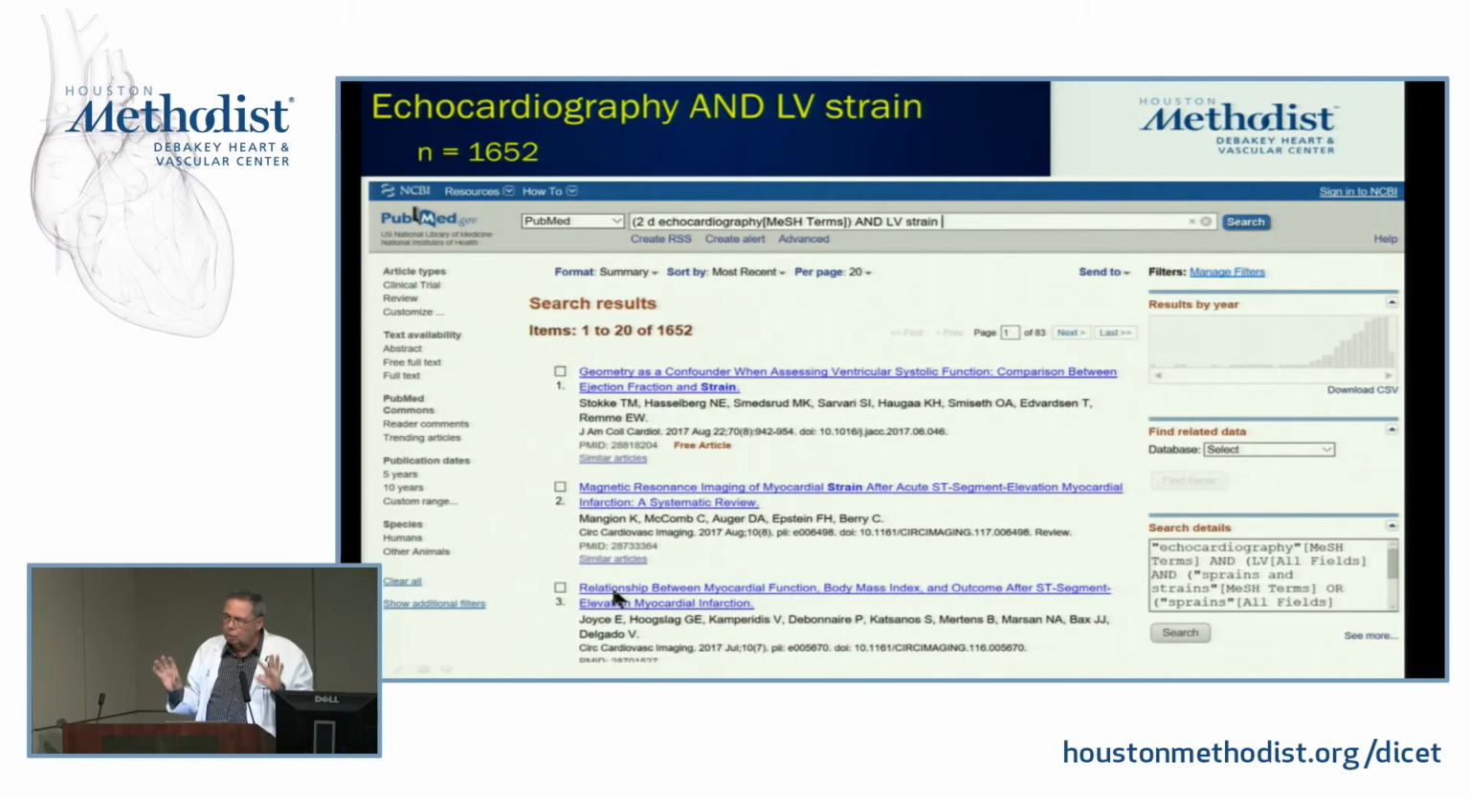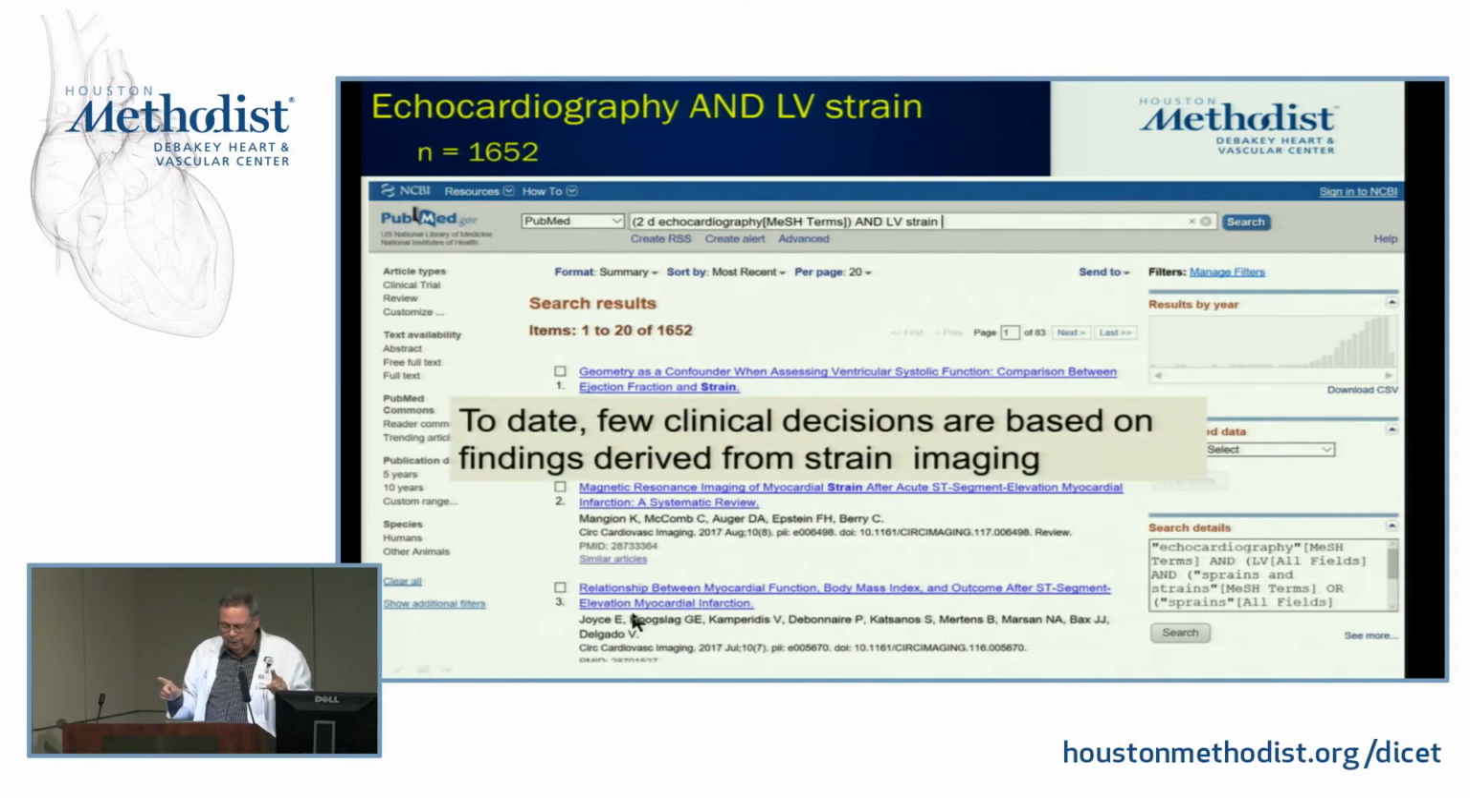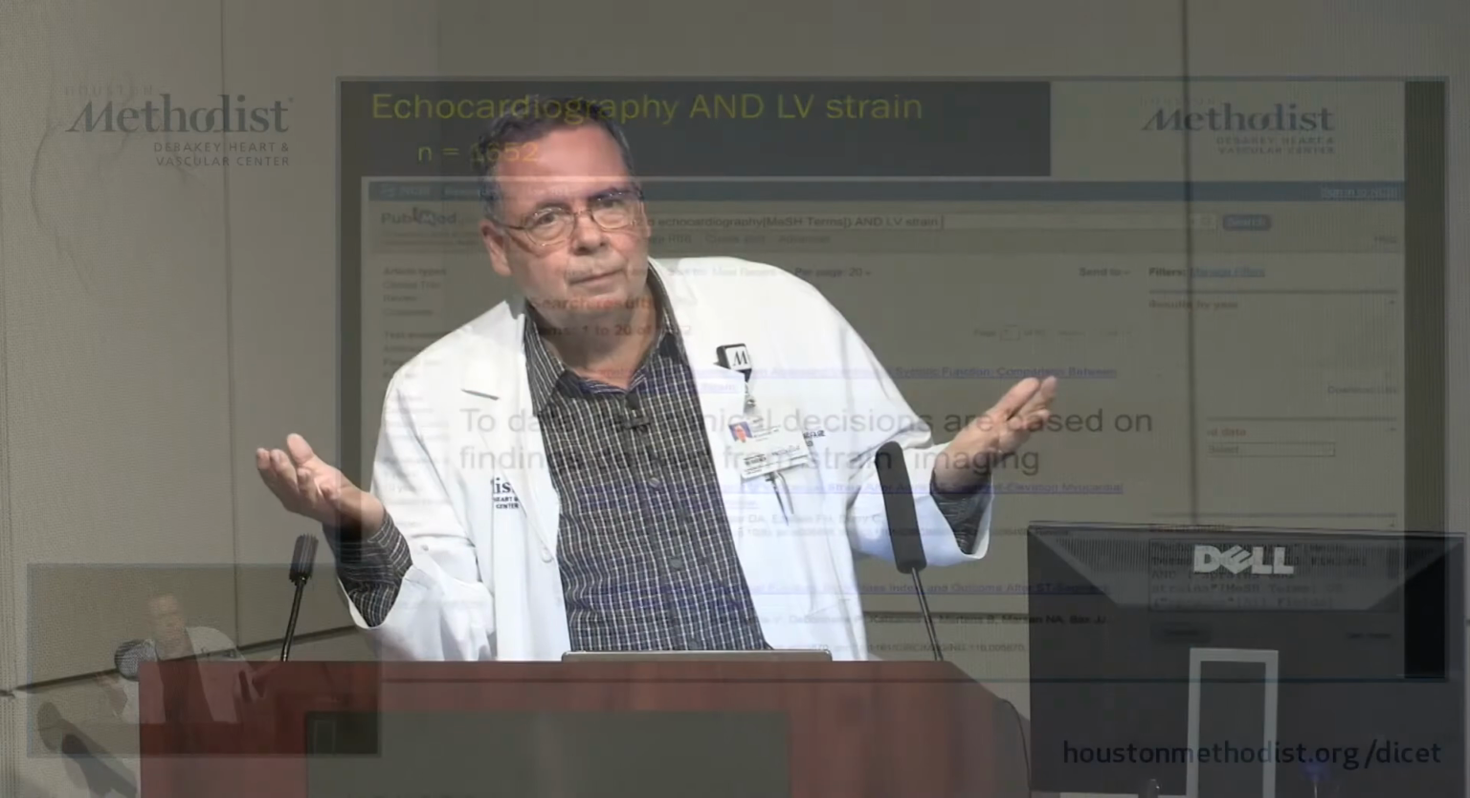And it's not just my opinion. If you look here, as of September of this year, there were over 1,600 publications in PubMed on strain. And yet, no one has ever said that we can make an important clinical decision for treating a patient based on these numbers. Perhaps chemotherapy might be the first to have something to say. So we're still struggling. It's not necessarily that it's a bad technique. It's a wonderful technique. I love it. But it's just so sophisticated. It gives you such a degree of subclinical abnormality that we don't know what to do with it.